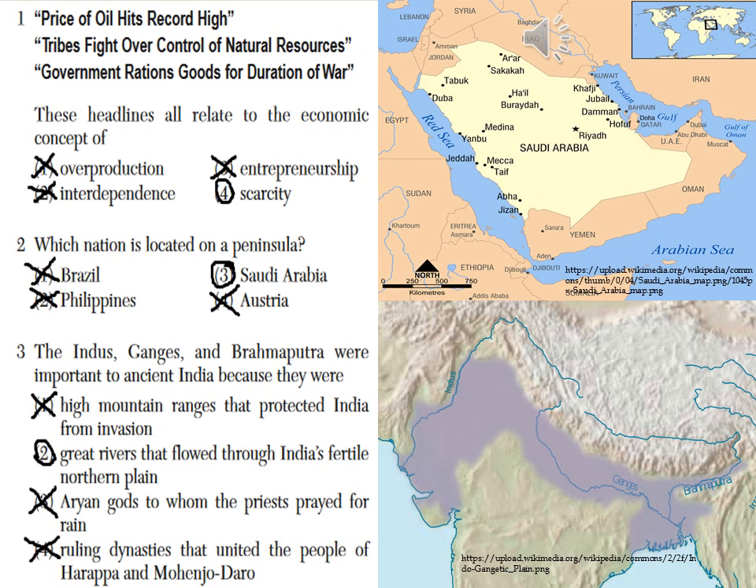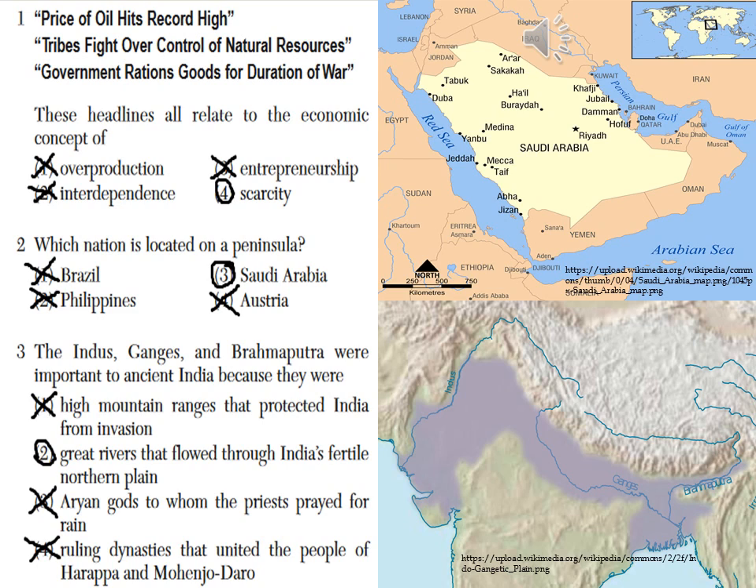Alright, question number 3. I could be mispronouncing some of those terms, so bear with me. The Indus, Ganges, and Brahmaputra were important to ancient India because they were what? Is it 1, high mountain ranges that protected India from invasion? 2, great rivers that flow through India's fertile northern plain? 3, Aryan gods to whom the priests prayed for rain? Or 4, ruling dynasties that united the people of Harappa and Mohenjo-daro?